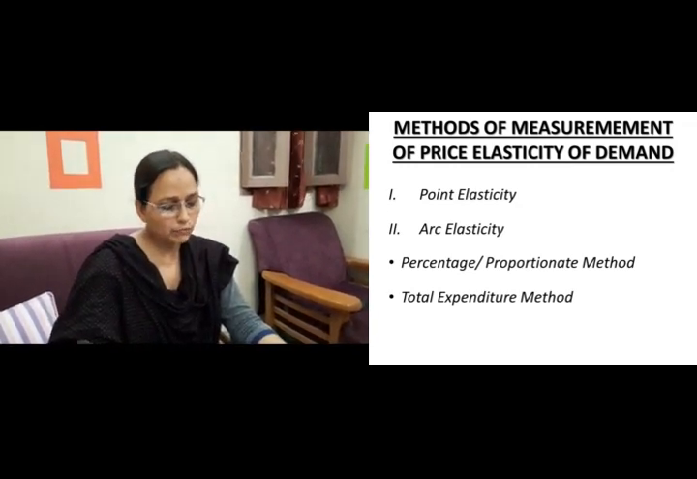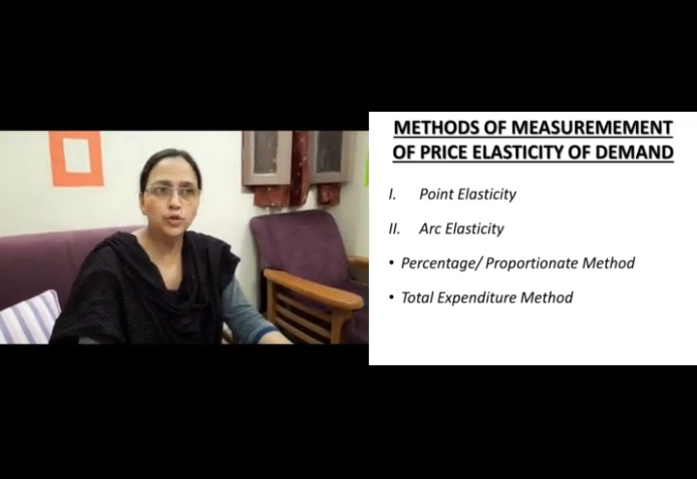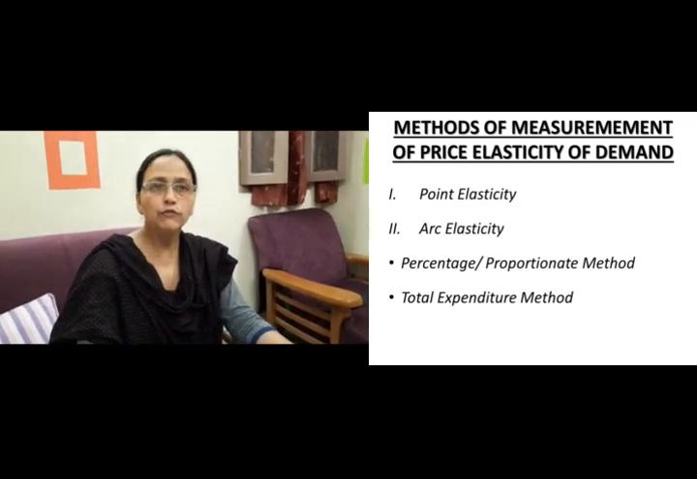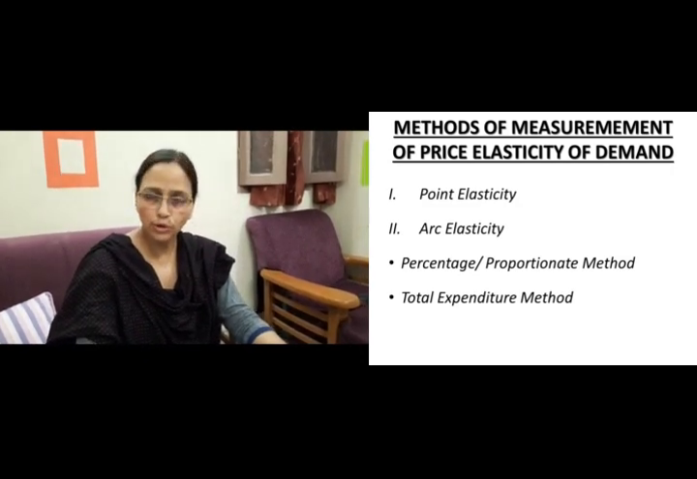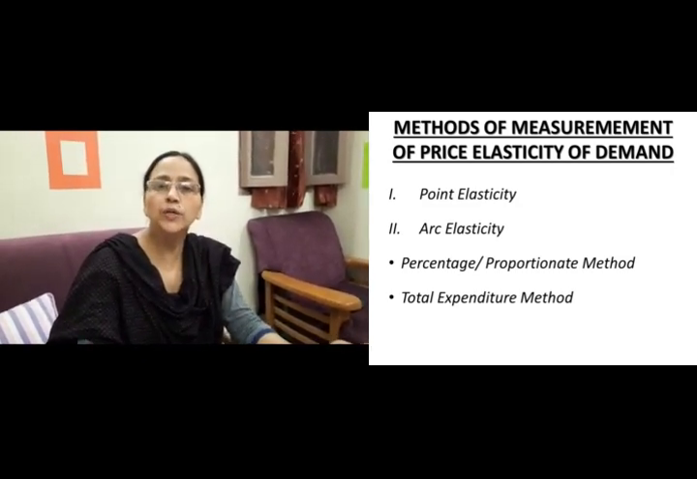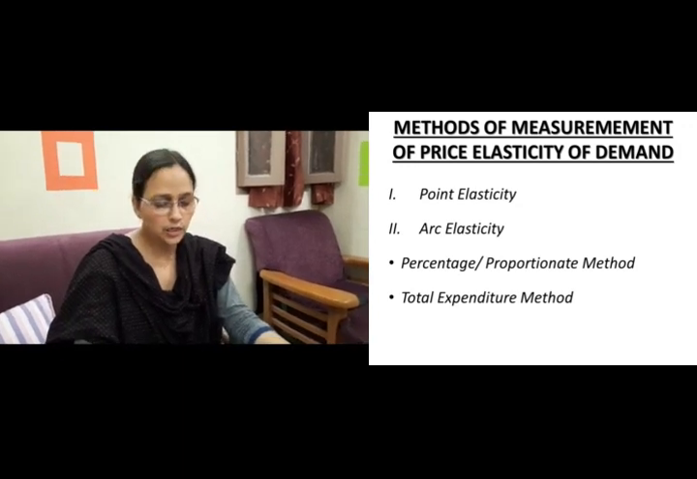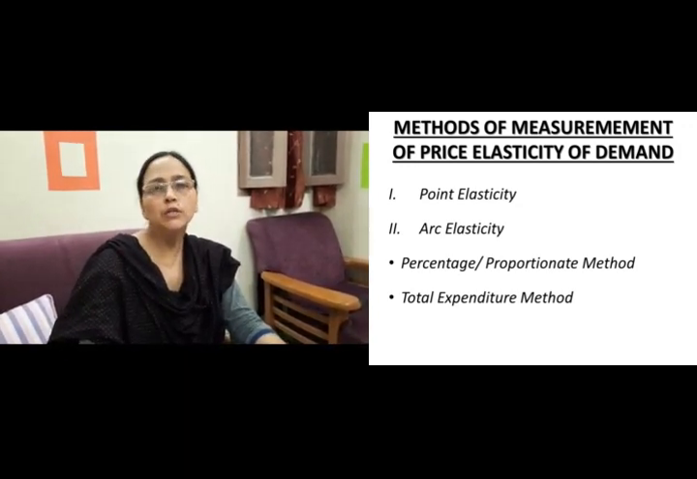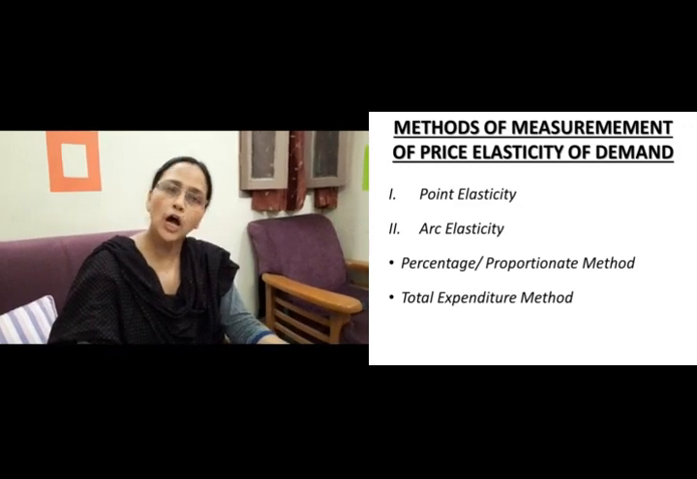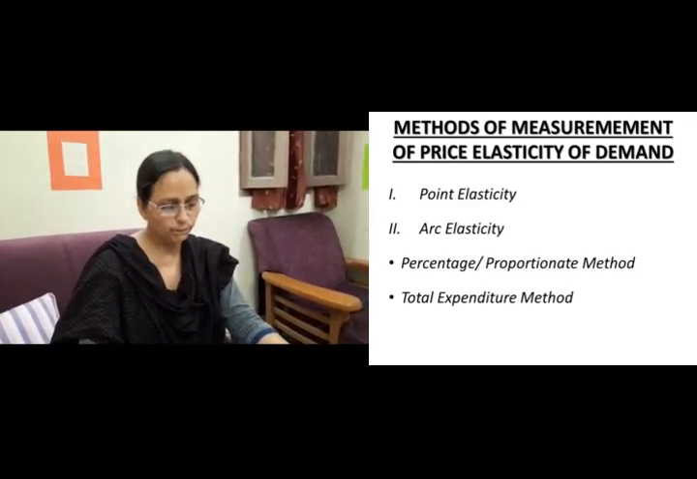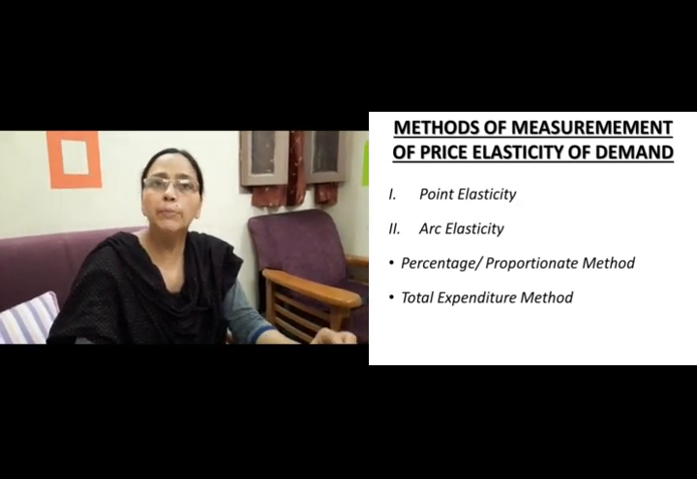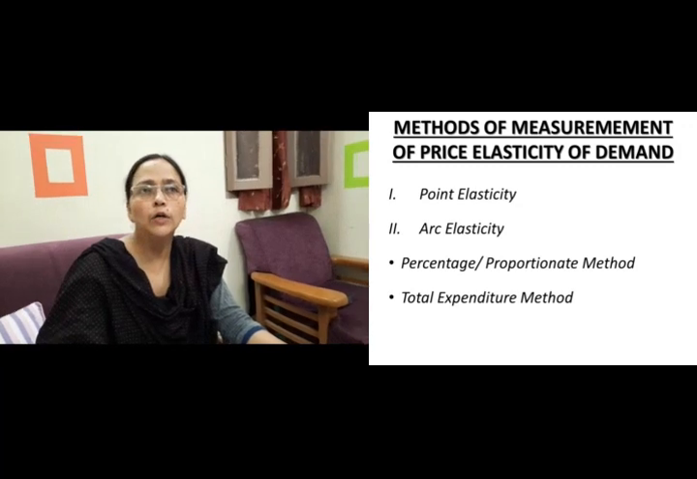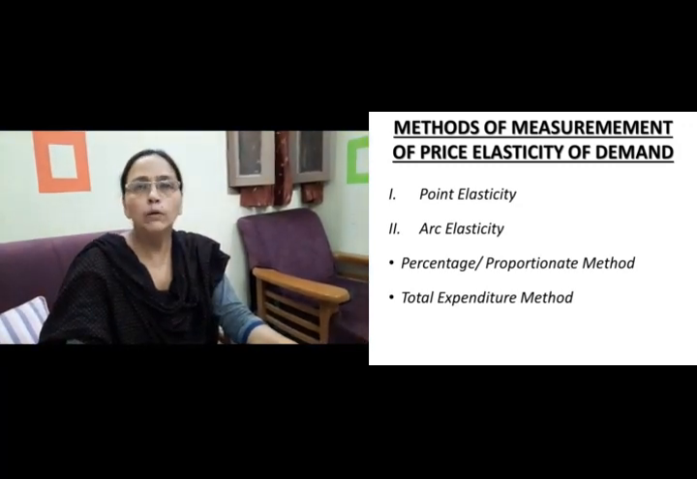According to this method, price elasticity of demand at any point on the demand curve can be measured with the help of a formula, and the formula says EP is equal to the line segment below the point on the demand curve. We have studied that we take a point on the curve, right? Line segment below the point on the demand curve divided by the line segment above the point on the demand curve. Now we have 2 variations over here.